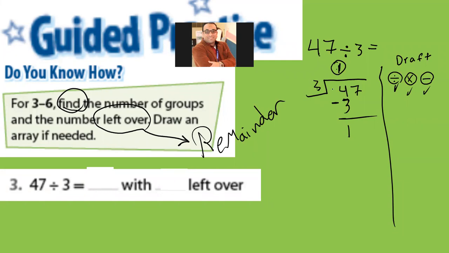Divide 4 by 3. 4 divided by 3 equals 1. 1 by multiplication, 1 by 3 equals 3. Then subtraction at the final: 4 minus 3 equals what? 1. Now 1 is less than 3. I can't divide 1 by 3.